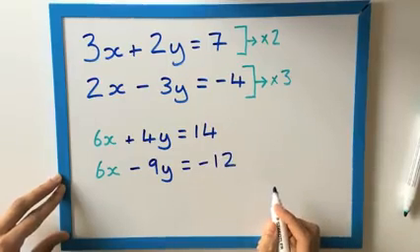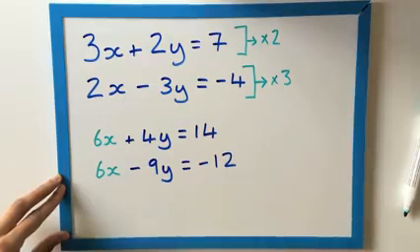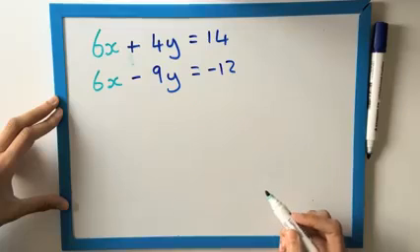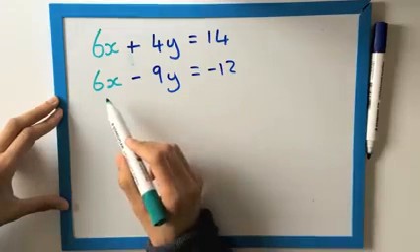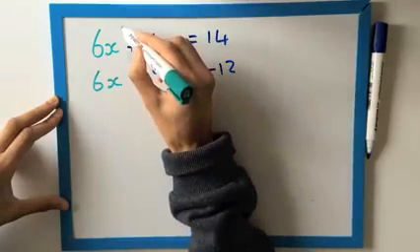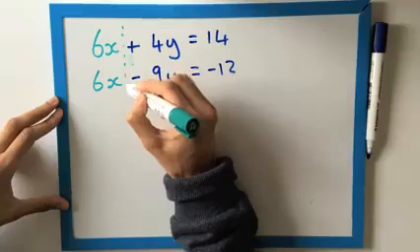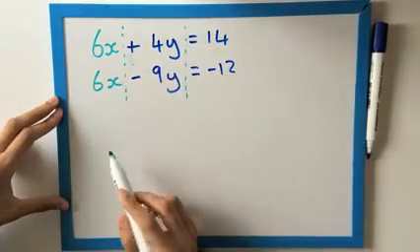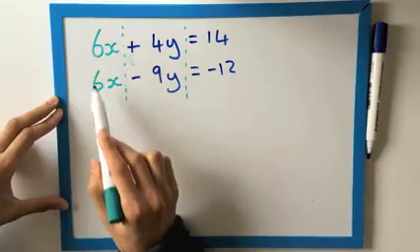So we now have two new sets of equations where our process of elimination can take place. So let's go ahead and do that. The next step requires us to eliminate the 6x term. We can do this by subtracting one equation from the other. For this example, we're going to subtract the second equation from the first equation.